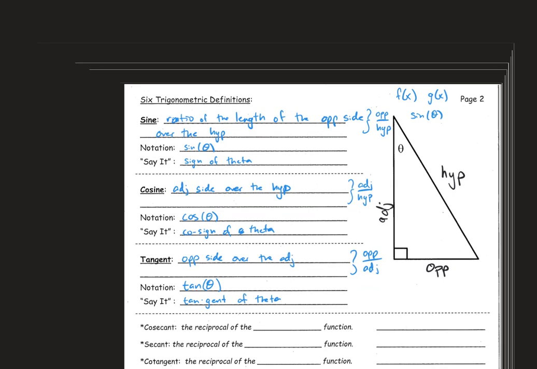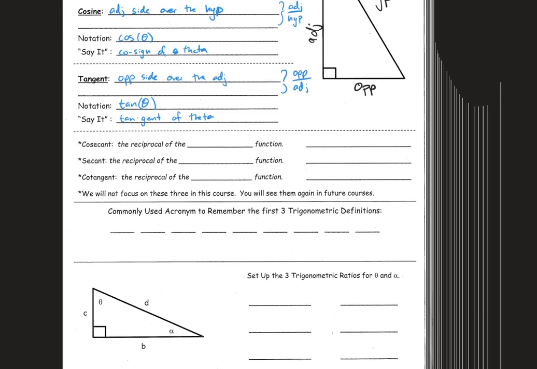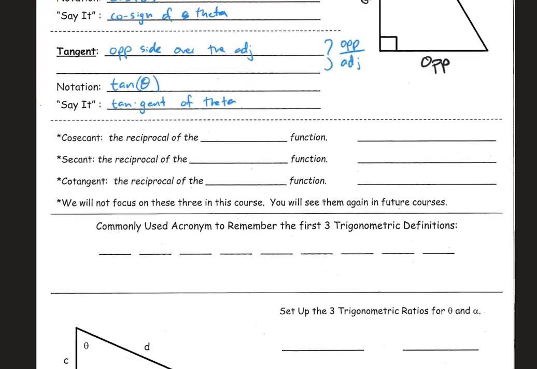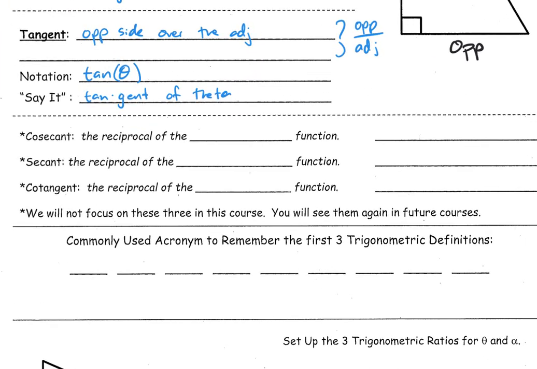Now, there are other trig functions. These are called the cosecant, the secant, and the cotangent. And they are the reciprocals of our main 3. Together, they make up the 6 trig functions. So cosecant is the reciprocal of sine. Secant is the reciprocal of cosine. And then cotangent is the reciprocal of tangent. It's kind of the only obvious one here.